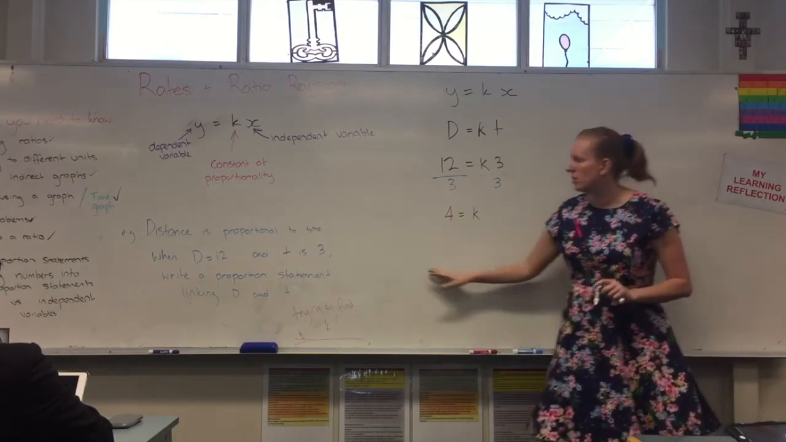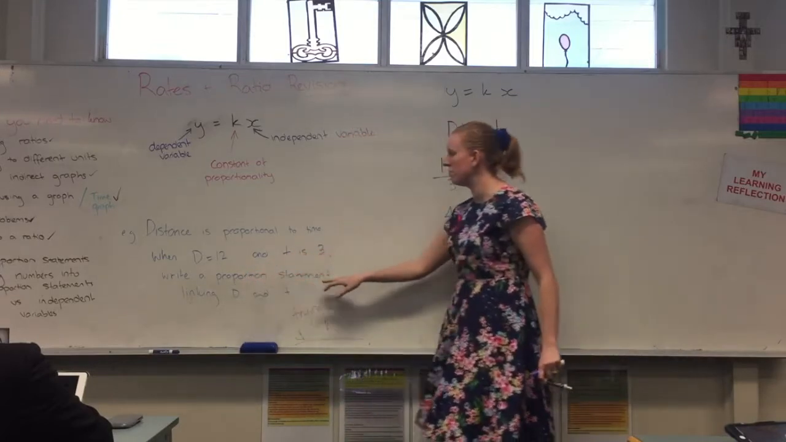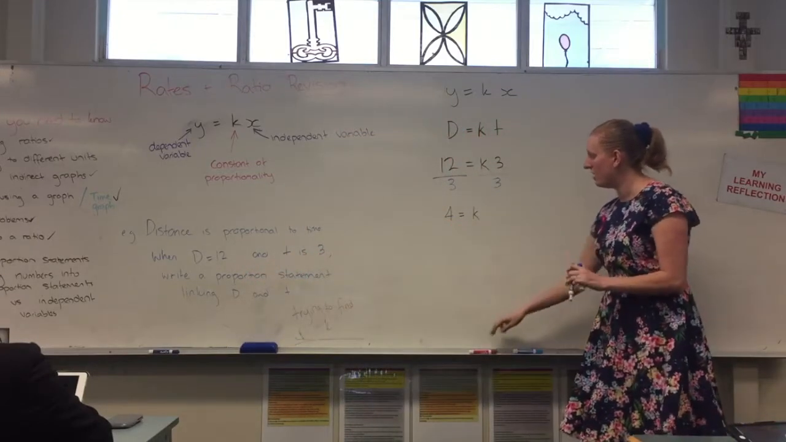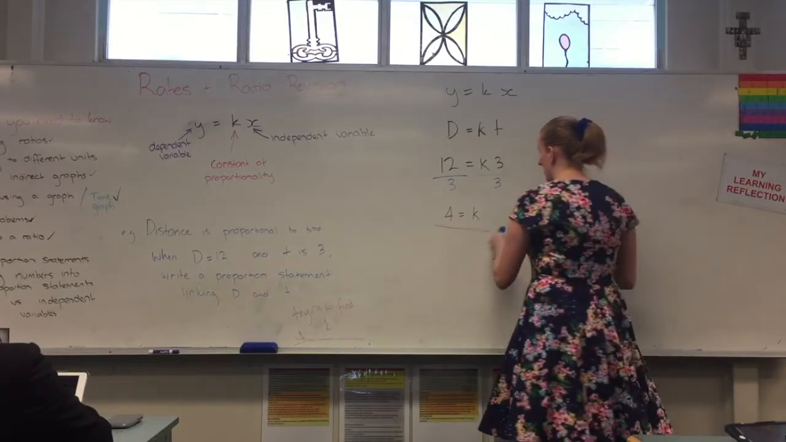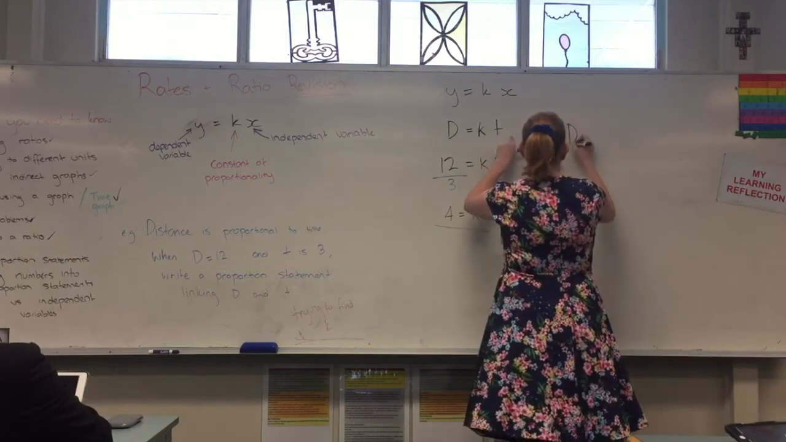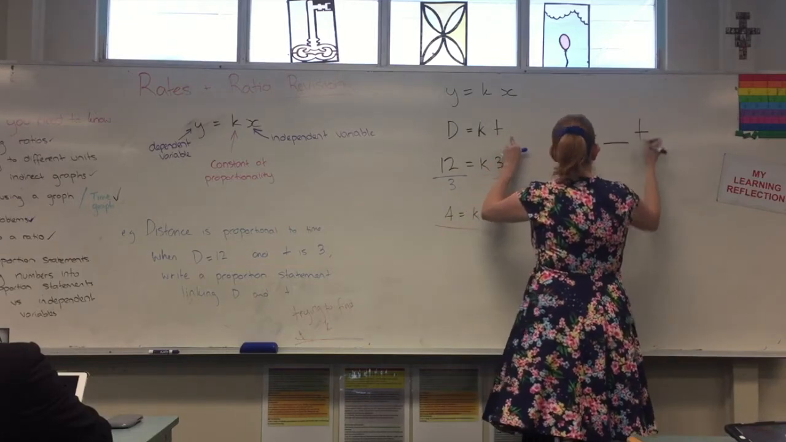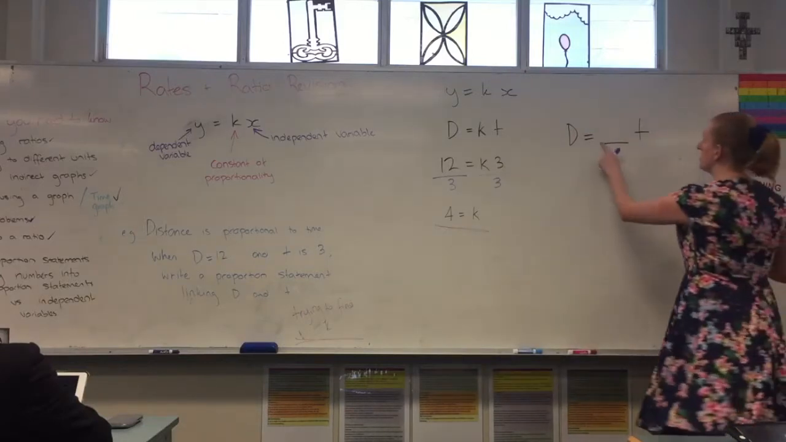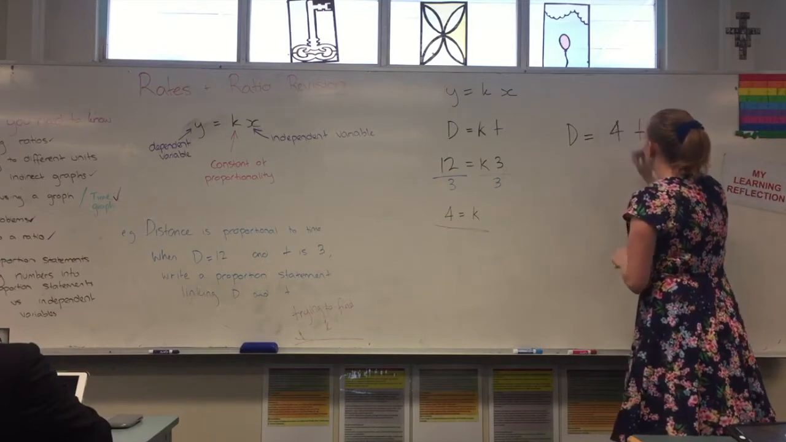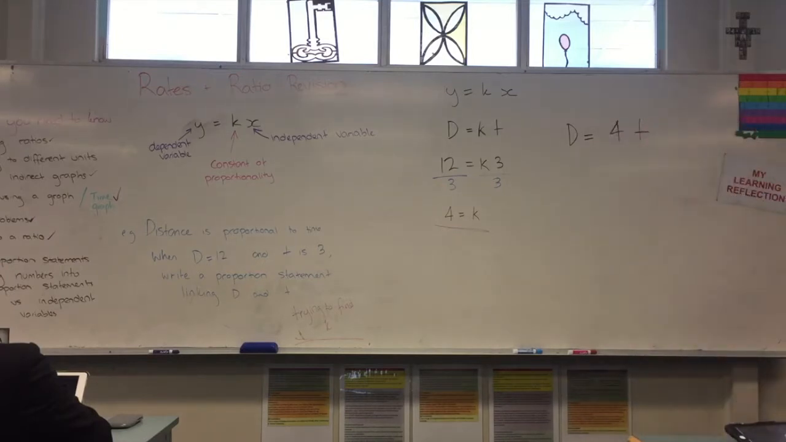Alright, but I'm told that I have to write a proportion statement linking d and t. So I have my k, but now what I want to write is this again. So d equals something t. So I was trying to find what k is. What is k equal to? 4. Cool. So instead of my blank gap, I'm going to write 4. And that's the statement. That is how the relationship is. So now, no matter what number I put into d or t, I can calculate what the other one is going to be equal to.